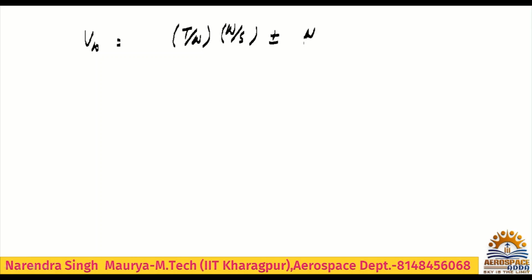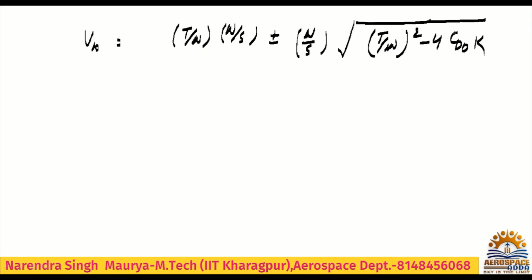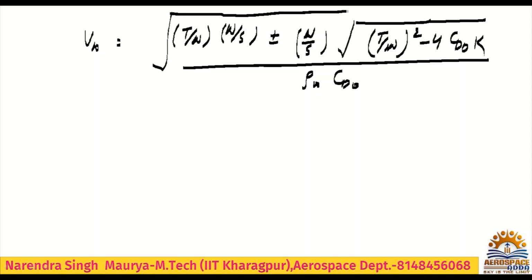Plus minus W by S, T by W minus 4 CD naught K, divided by rho, the sea level density, CD naught, the whole root. So this is plus. Plus indicates maximum, negative indicates minimum.